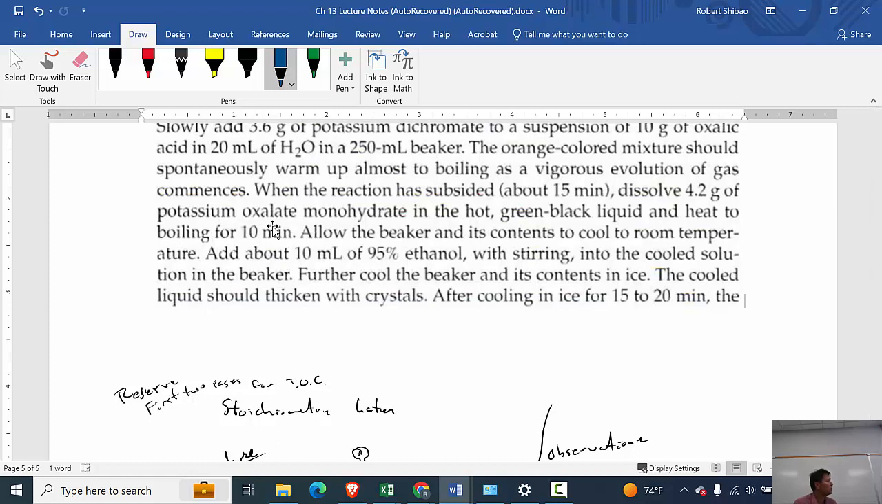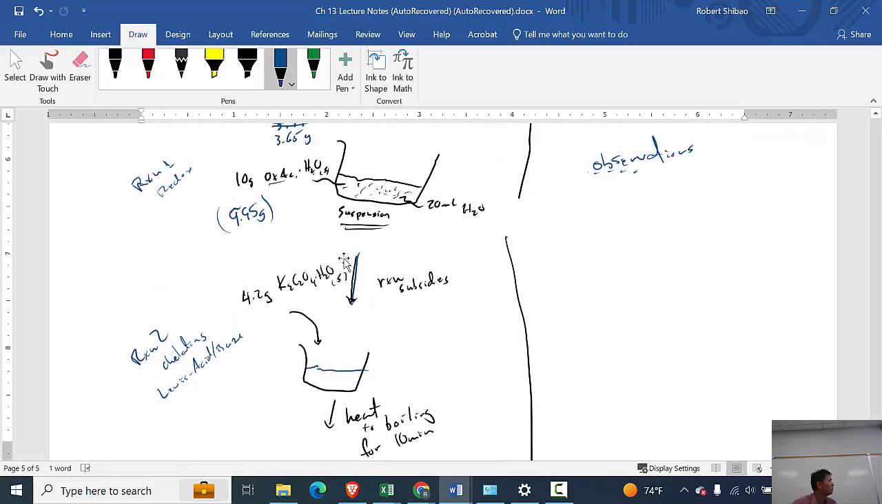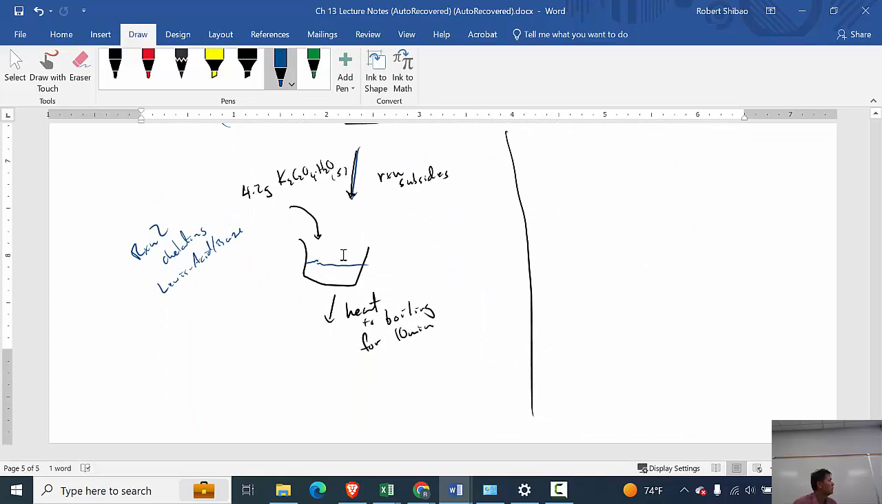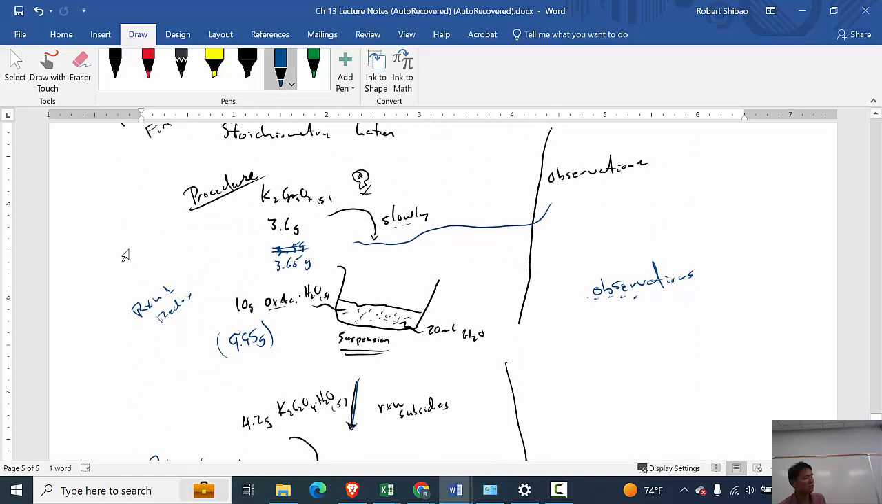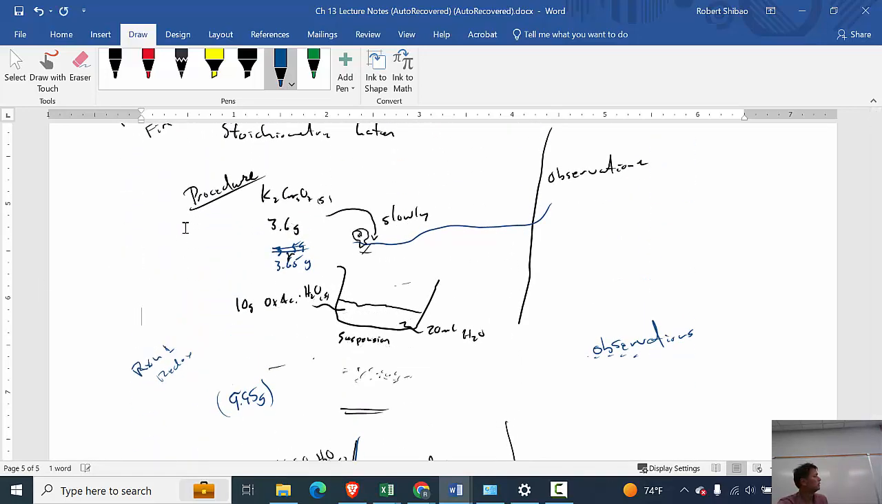Allow the beaker and its contents to cool to room temperature. Add about 10 milliliters of 95% ethanol with stirring into the cooled solution in the beaker. So we're going to heat to boiling for 10 minutes. We want to see, was there any color change? You know, what happened when we heated this to boiling for 10 minutes? That sort of stuff. Let's see.